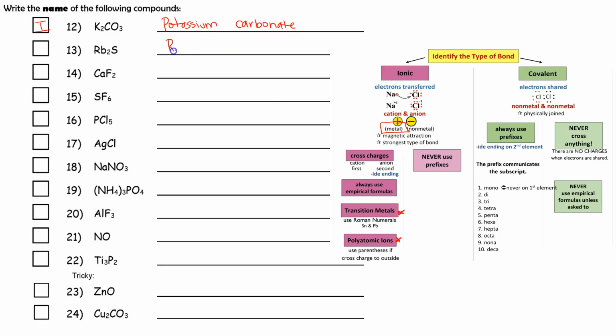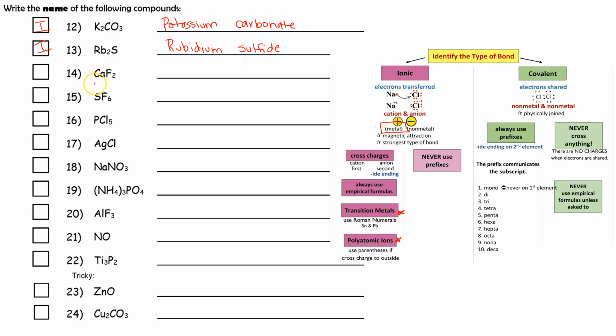So I'm going to have rubidium. Rubidium is an alkali metal. It's not a transition metal, so no Roman numeral. Now I'm going to name the anion with an IDE suffix. So that's sulfide.